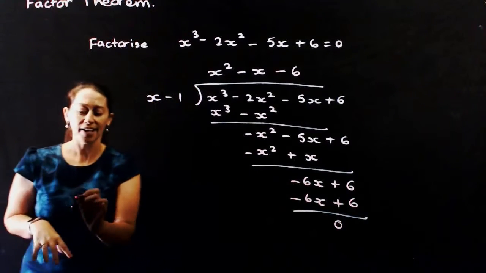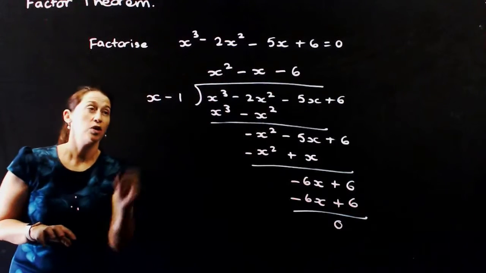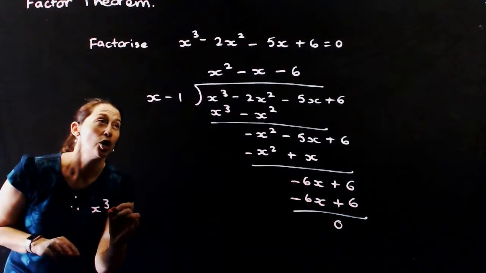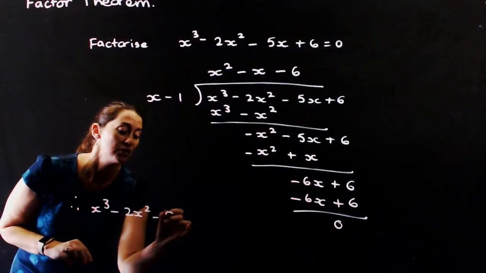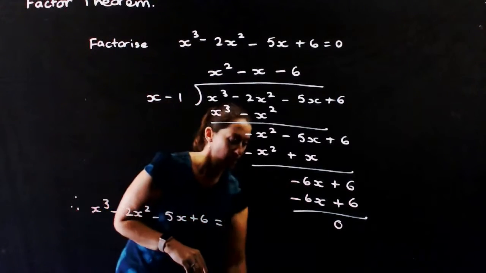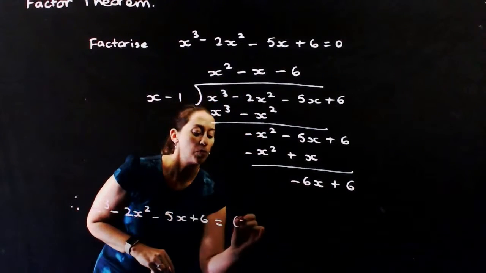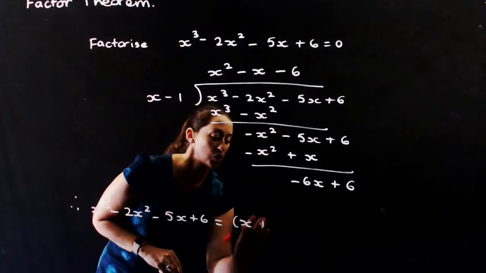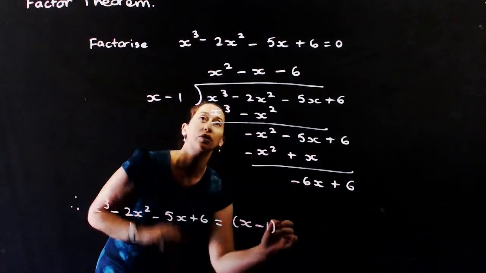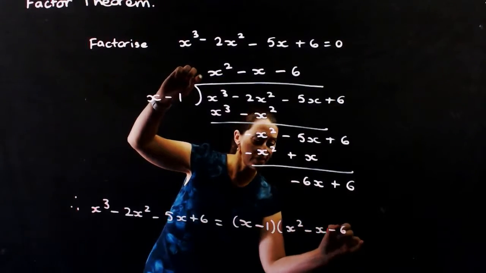Now we can say that this times this gives us this. So I'll just write that x cubed minus 2x squared minus 5x plus 6 is equal to, I'm probably not going to have enough room, let me just clear that a little bit, x minus 1 multiplied by x squared minus x minus 6.